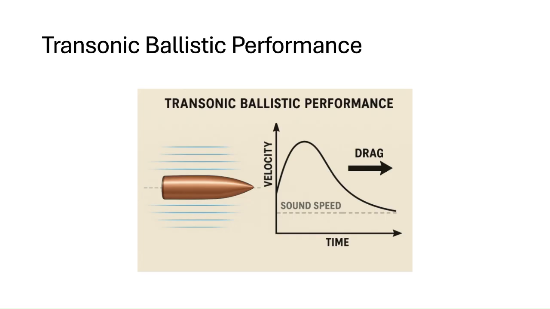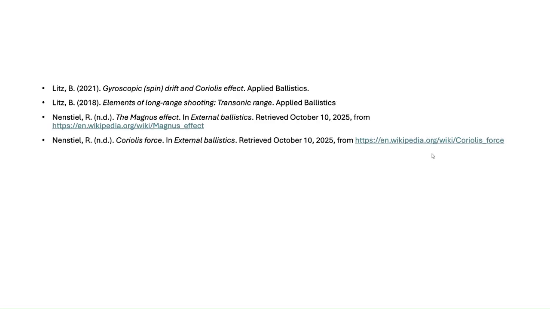At the end of the day, we've covered trajectory and sights, gyroscopic drift, drag, Magnus effect, the Coriolis and the Eötvös, vertical angles, and transonic ballistic performance. All of these are extremely important anywhere from 100 out to 1,000 yards. Every single point is very important for you to understand and master.